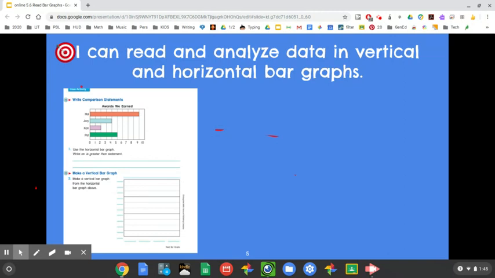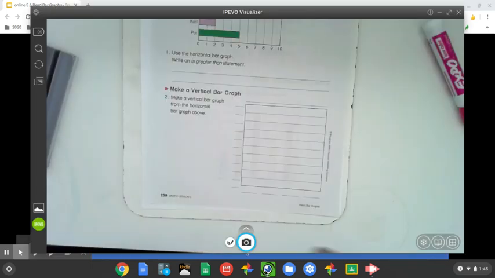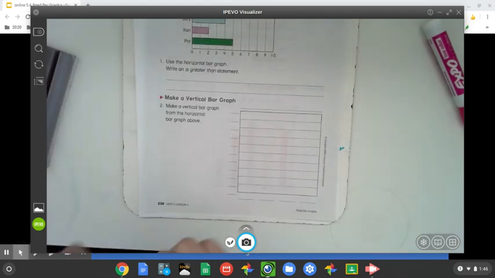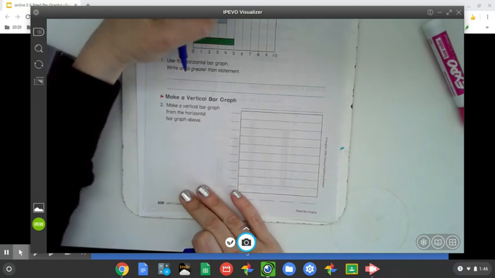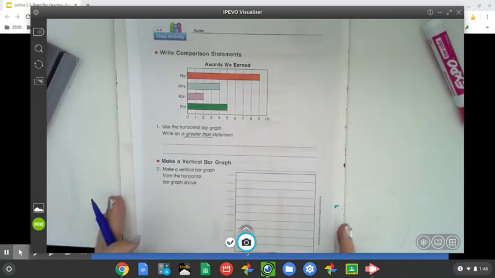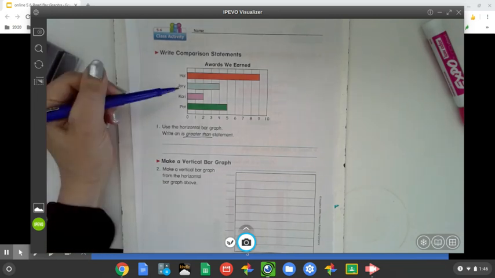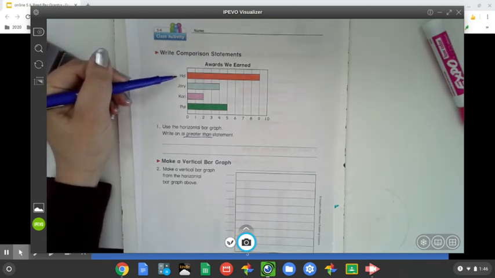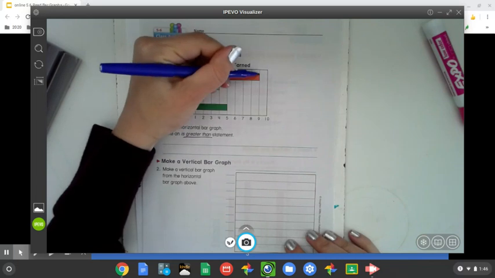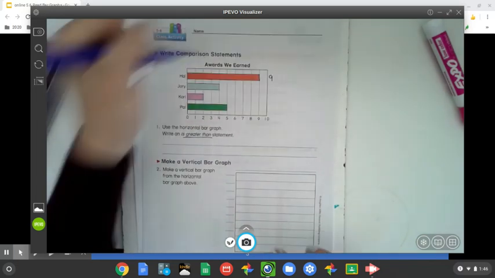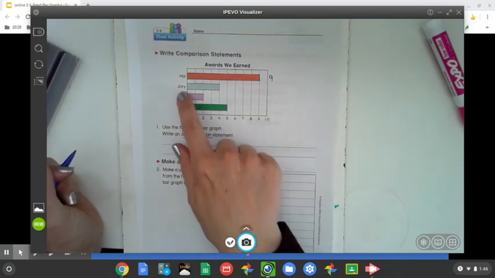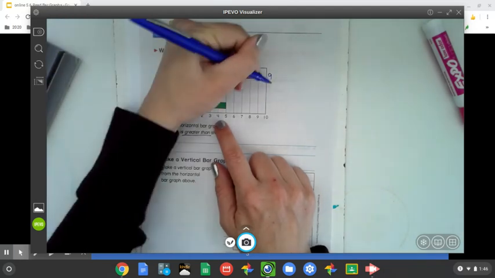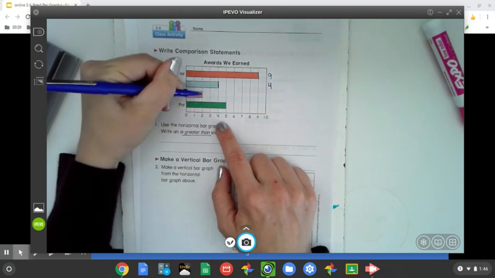Okay, so we're looking at our horizontal bar graph. With this data, you are going to write a greater than statement. That can be really anything. The title is awards we earned. So how many awards did Hal earn? Well, he earned 9. And like I said last time, I like to put my data number in those charts. How many did Jory earn? You can read, where does that end? 4. Okay, you can continue with that data.